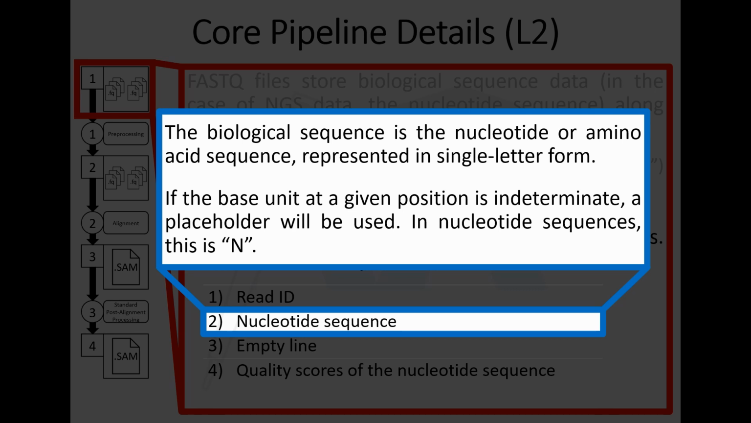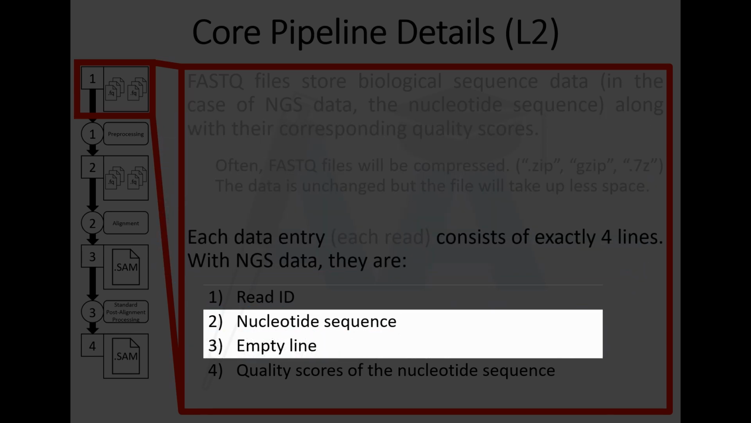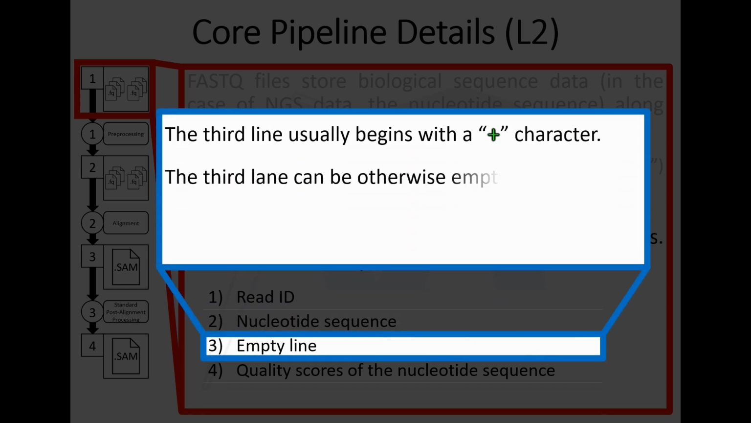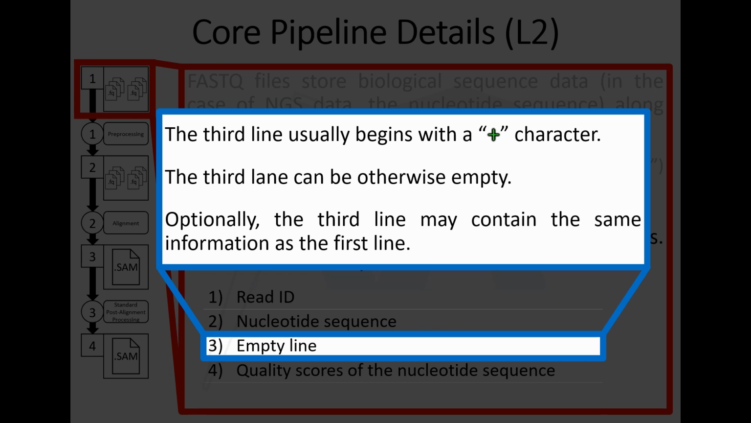I won't go over the one-letter codes for all 20 amino acid residues, but the placeholder letter for those sequences is typically an X. The third line is a bit of an oddity, in that, for the most part, it doesn't seem to have any uses. It usually begins with a plus character and can otherwise be empty. Sometimes the third line will begin with a plus character and then contain the same information as the first line of the entry, minus the @ symbol. Not much to see here.